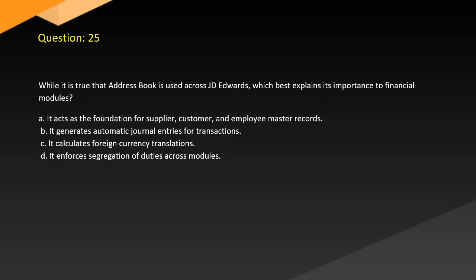Question 25. While it is true that address book is used across JD Edwards, which best explains its importance to financial modules? A. It acts as the foundation for supplier, customer, and employee master records. B. It generates automatic journal entries for transactions. C. It calculates foreign currency translations. D. It enforces segregation of duties across modules.